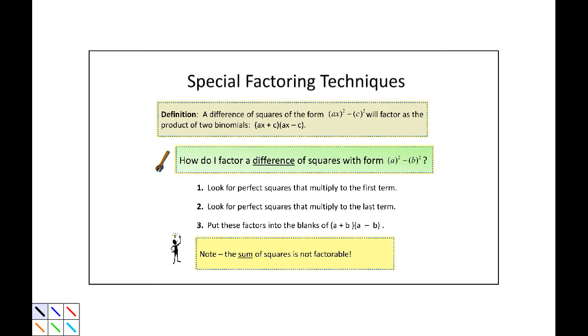Well, first we look for perfect squares that multiply to be the first term, and look for perfect squares that multiply to be the last term. That is, often you can take the square root of the first and the last term. Put these factors into the blanks of the quantity a plus b multiplied by the quantity a minus b. Notice that the sum of squares is not factorable. This is a difference of squares. We have subtraction.